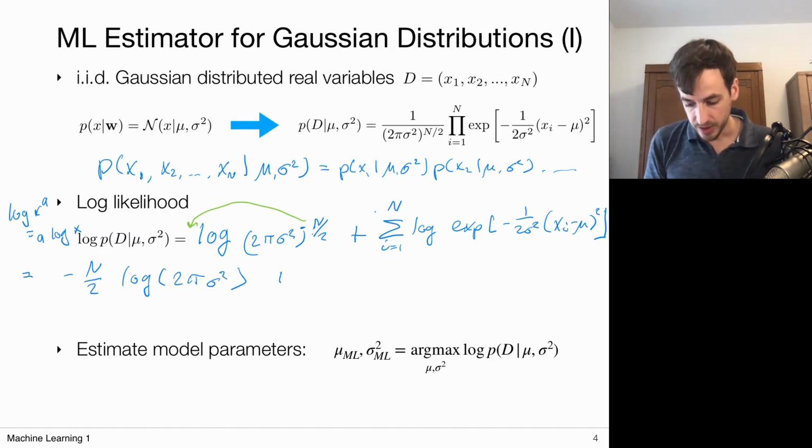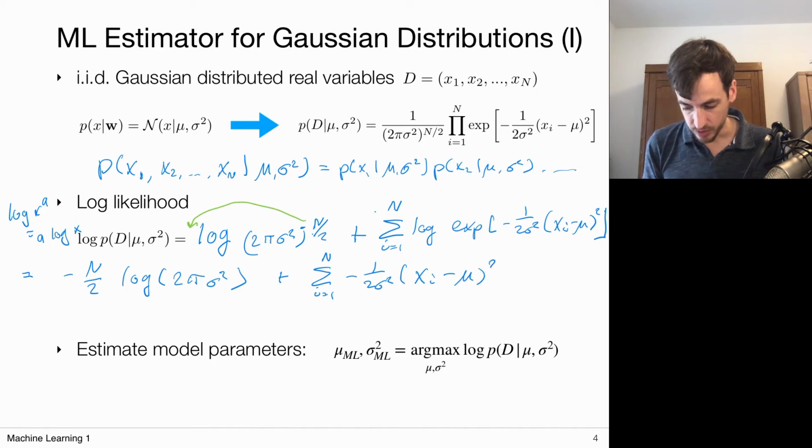Now in the sum we take the log of this exponential, so these cancel each other out. So this gives me the sum over minus 1 over 2 sigma squared times (xi minus mu) squared. Okay, so this actually looks quite nice. This is something we can work with. So we now have this expression for the log likelihood, and we're going to optimize over its model parameters.